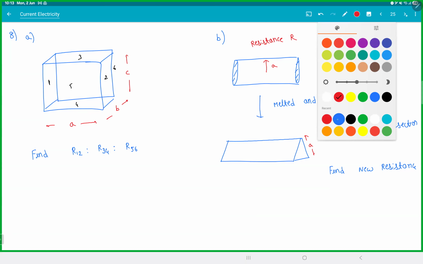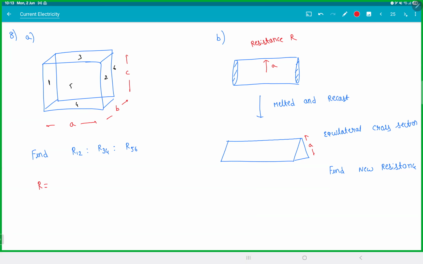C, the first one. I can do like this. Resistance is rho L by area. Multiply length and divide by length. This will become rho L square by volume. So R is proportional to L square.